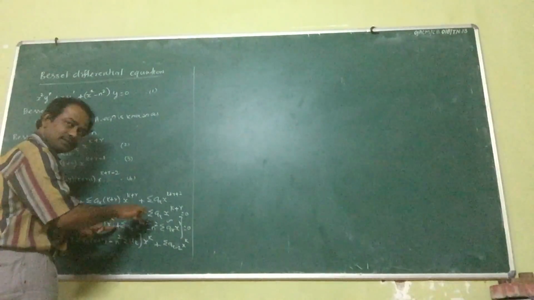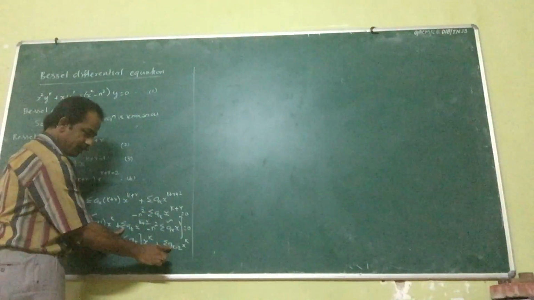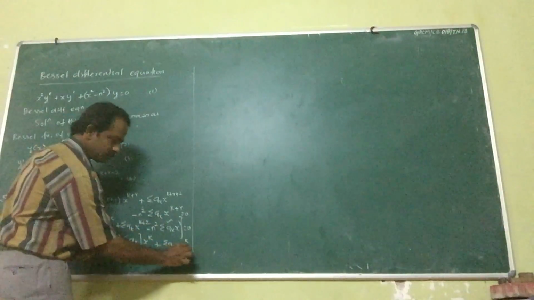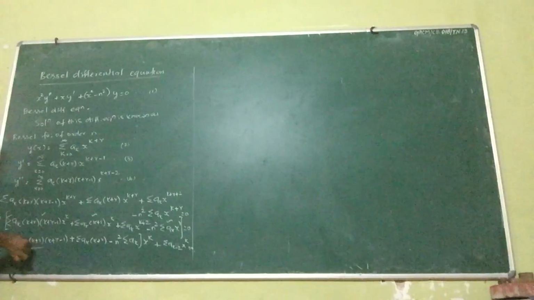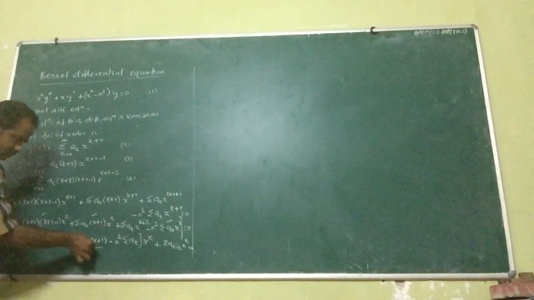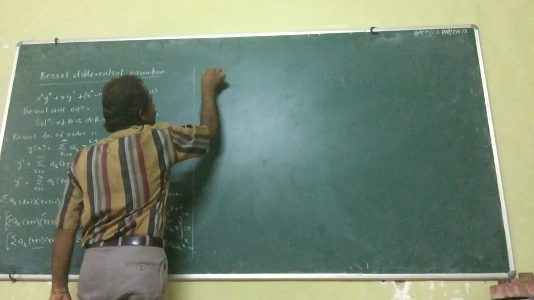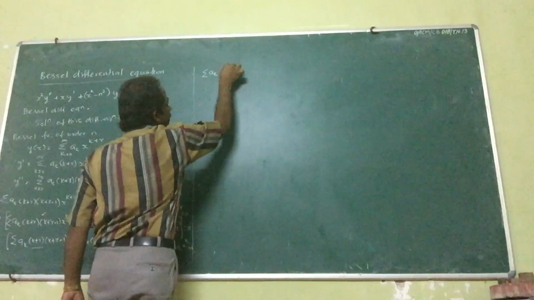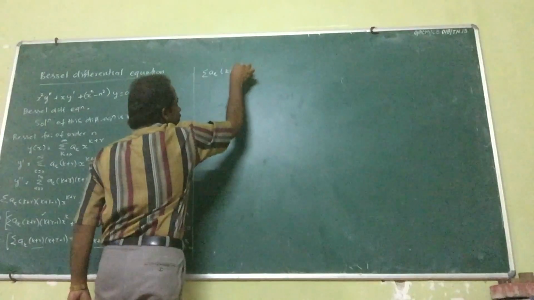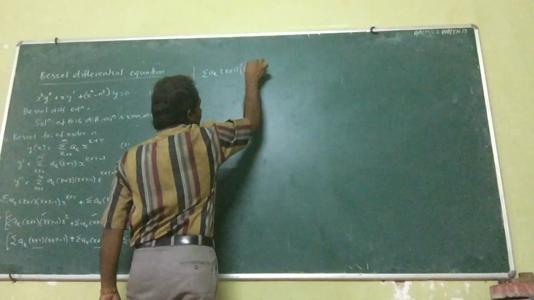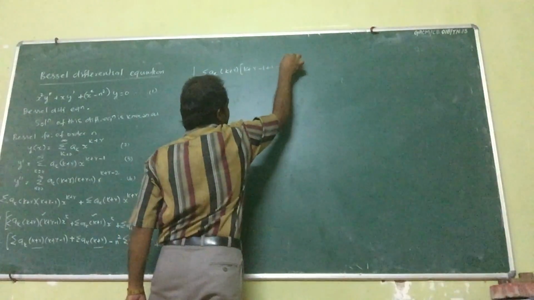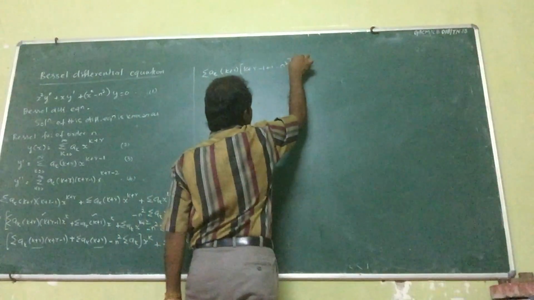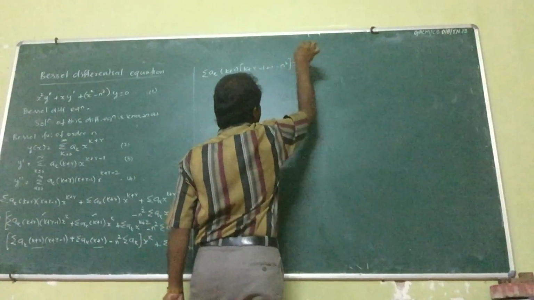So I can write this as sigma a_k [k(k-1) ... minus 2] x to the power k, which is equal to 0. So now this term k plus r is common. So I can pull k plus r out. So sigma a_k, this becomes (k plus r)(k plus r minus 1) plus 1 minus n squared x to the power k. Is it clear?